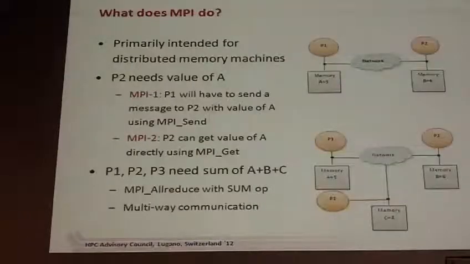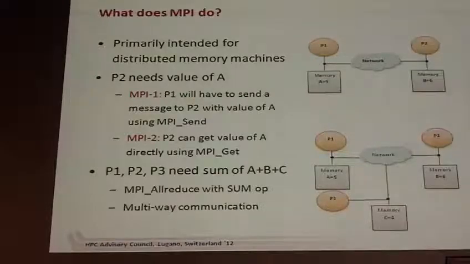So what does MPI mean? Primarily, as we discussed earlier, let's say there are two processors, P1 and P2. They have their own memory, some data, and they are connected with a network. And as we know, since these are distributed memory machines, these processors need to talk to each other or exchange data to proceed with the parallel computation.